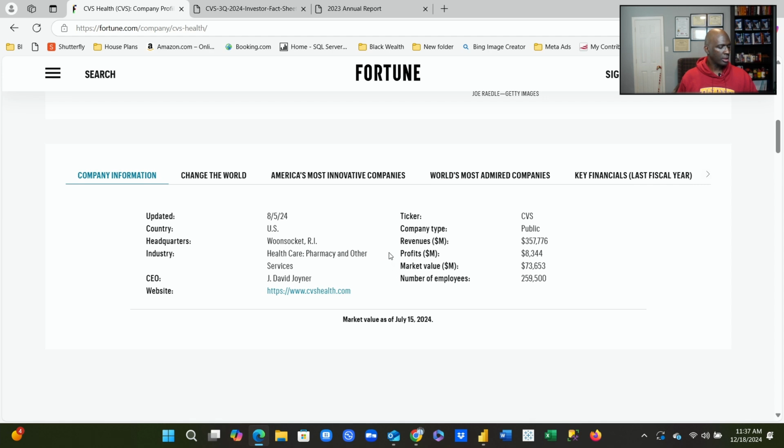let's see, no, profits is 8 billion. And it's 357 billion because that M is for million. My apologies, but that's 357 billion. Looks like 8 billion in profits, and the market value is about 73 billion. Number of employees, 259,000.